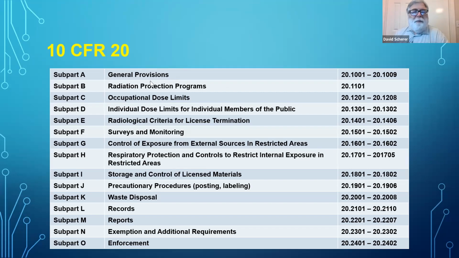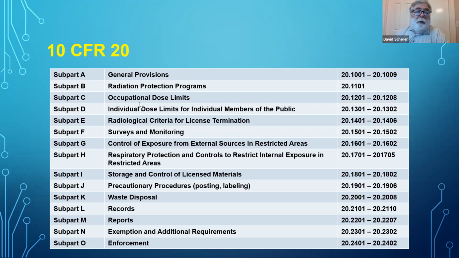Subpart B is a requirement to have a radiation protection program, and we'll talk about that in a minute. Subpart C are all the dose limits that apply for workers, and subpart D are for members of the public. We've talked about those briefly in the past. 5 rem per year effective dose equivalent, 50 rem, etc. I'm going to show it to you again.